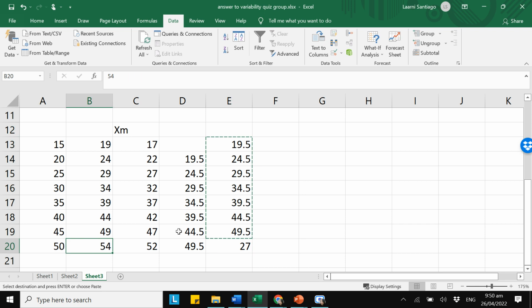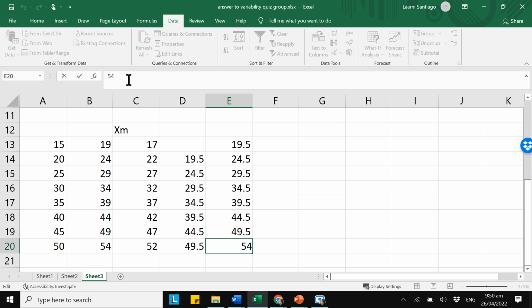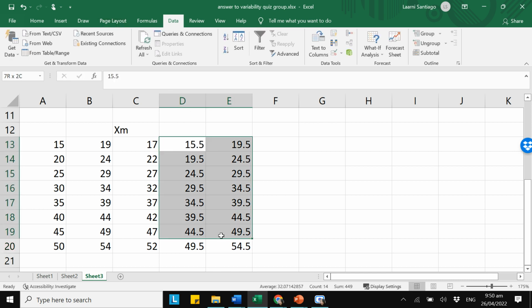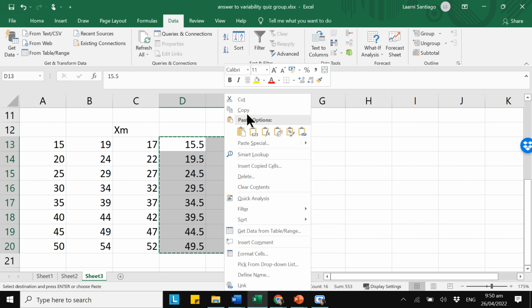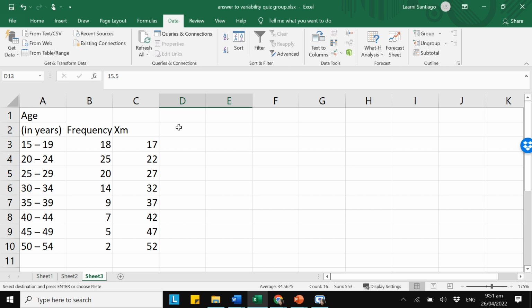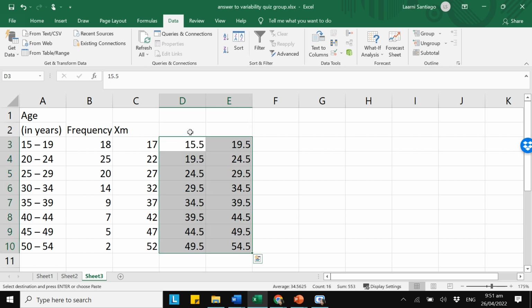So, tapos yung 54, gagawin ko na lang siyang 54.5. Okay. Yan na lang yung dadagdag natin. So, for here, idadagdag ko na lang yon as 15.5. Okay. So, this is now your upper and lower limit. Okay. Yan. So, this is now your boundaries.